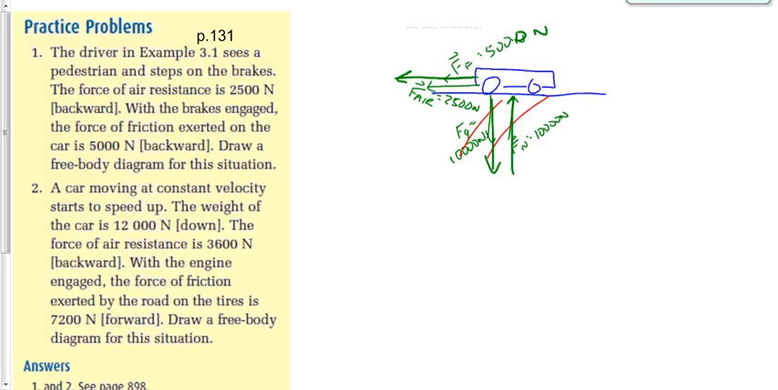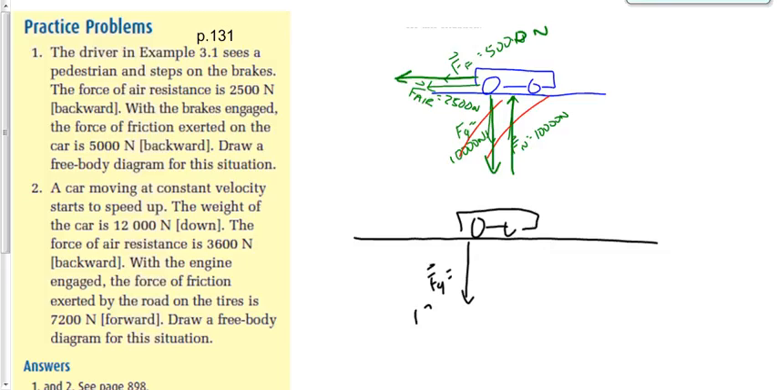Take a look at question 2. A car moving at a constant velocity starts to speed up. The weight of the car is 12,000 newtons downwards. Here's the car. The force of gravity acting on the car, the weight, is 12,000 newtons. There's a normal force acting up that's also 12,000 newtons. There's air resistance that pushes it backwards. Moving to the right, air resistance will act to the left, and its value is 3,600 newtons. The force of the engine engaged, the force of friction exerted by the road on the tires is 7,200 newtons forward.